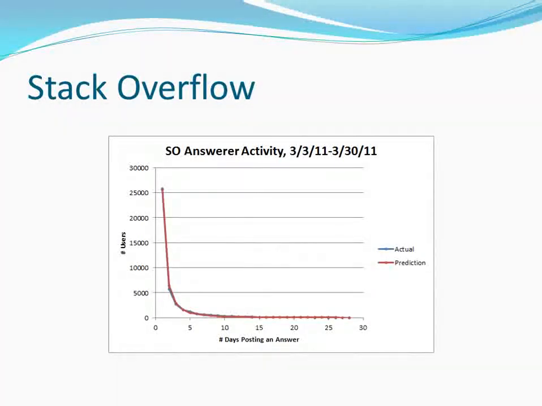Let's look at an example of Stack Overflow. Suppose there are around 25,000 Stack Overflow users who posted answers on exactly one day between March 3rd and March 30th. How many users would be expected to have answered posts on exactly 2 days in March? 3? How about 4? It would make sense for the numbers to be decreasing, but how quickly would they decrease?